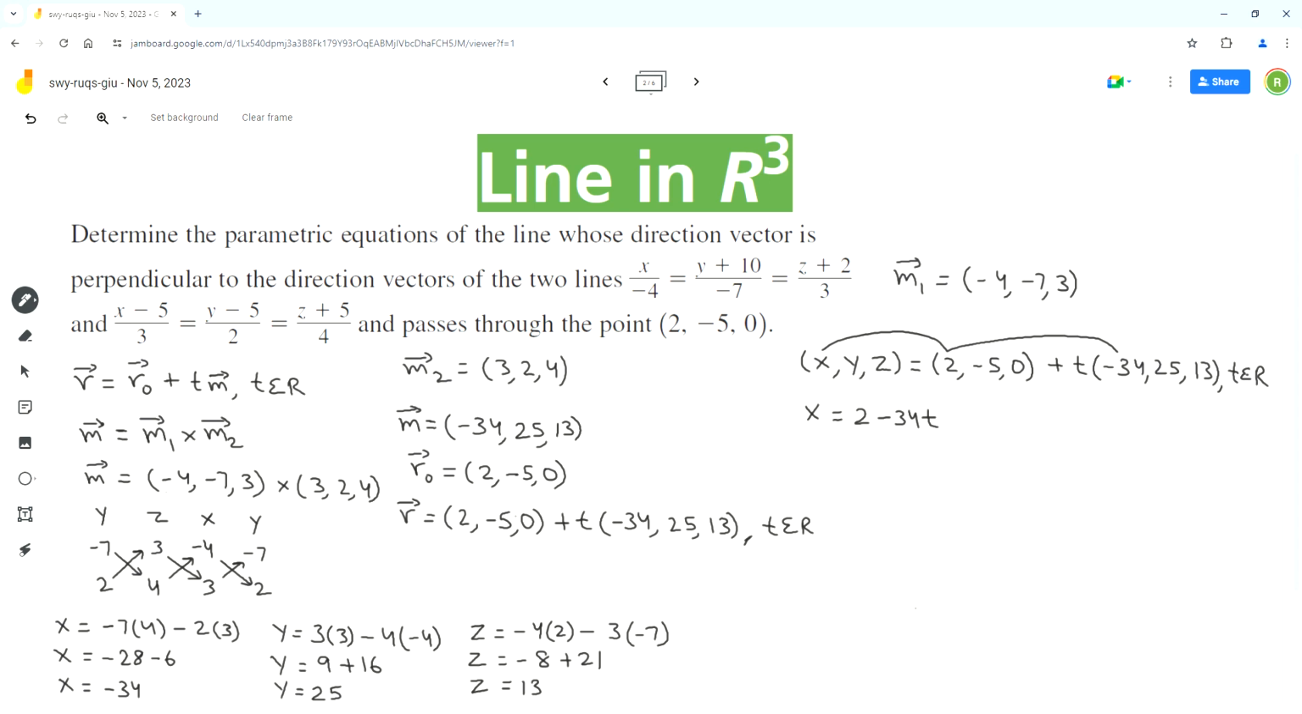This is the x equation. For the y equation, we'll use the y components. And for the z equation, we'll use the z components. We can ignore the 0, so it's just z equals 13t. So these are the parametric equations for the line. So this should be the final answer.